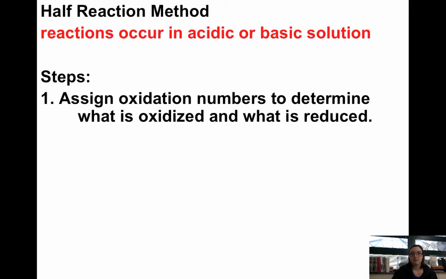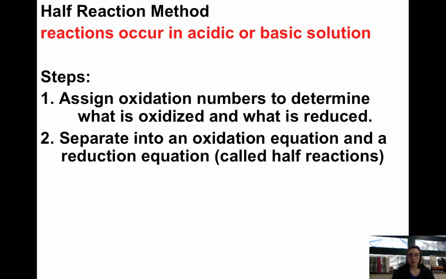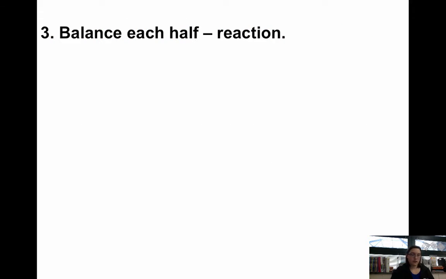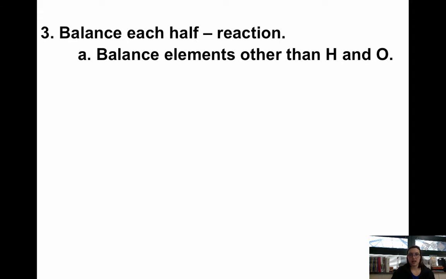So the steps. First thing you do is assign oxidation numbers, because that allows you to figure out what is being oxidized and what is being reduced. Remember I said whenever you deal with redox, always assign oxidation numbers first. Then, once you know what is oxidized and what is reduced, separate them into the oxidation half reaction and the reduction half reaction. Then we have to balance each half reaction.